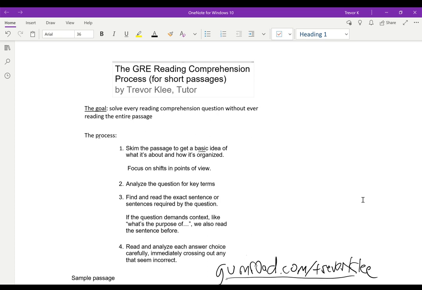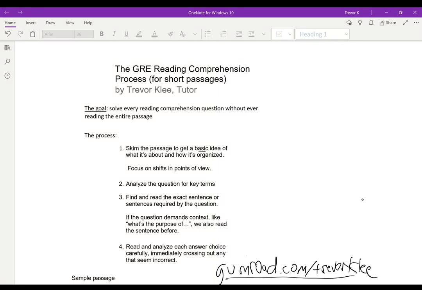This is the GRE Reading Comprehension process. I'm showing specifically how I make my GRE Reading Comprehension process work on short passages. So long passages tend to be the ones that really drive people nuts in terms of wasting time, but short passages people tend to make a lot of errors on as well.